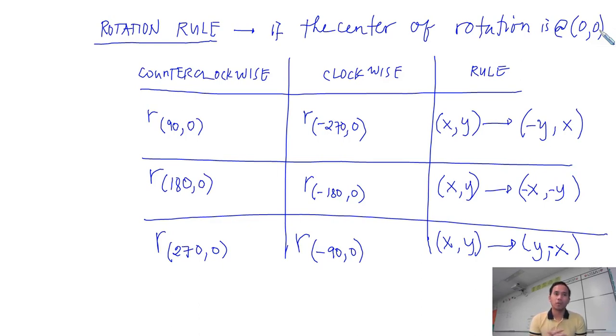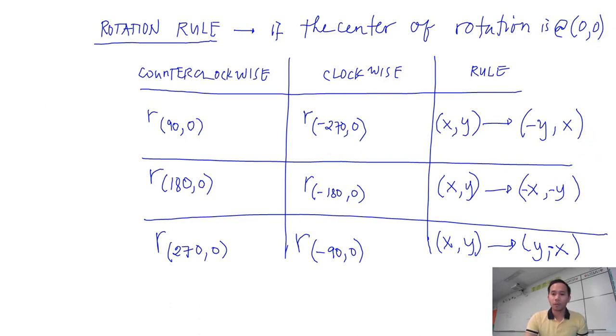And the question there is, what if the center of rotation is a given point, not at 0, 0? I'm going to teach you how we are going to manipulate and use these rules even if the center of rotation is not 0, 0. All right, so let's proceed with the first example.